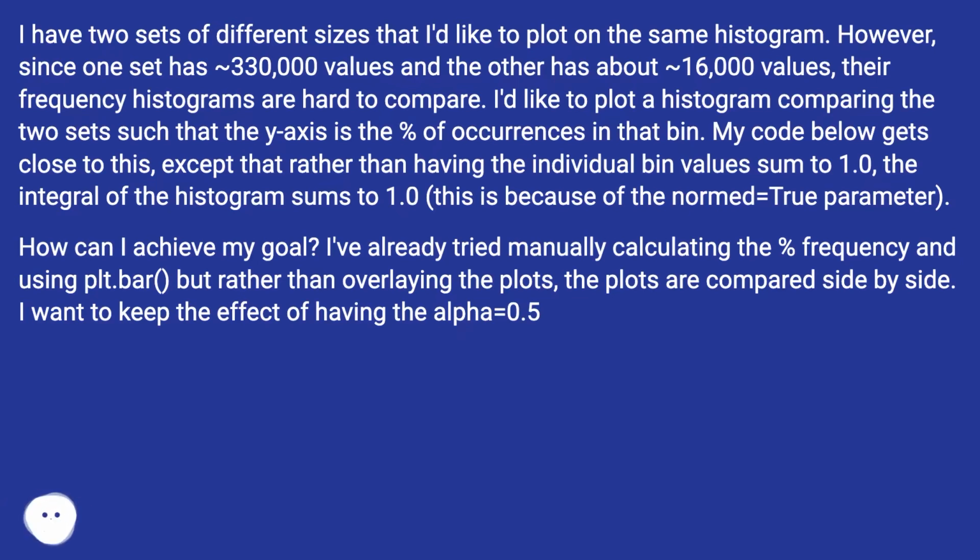in that bin. My code below gets close to this, except that rather than having the individual bin values sum to 1.0, the integral of the histogram sums to 1.0. This is because of the normed=True parameter. How can I achieve my goal?